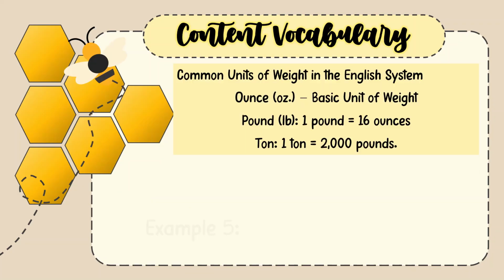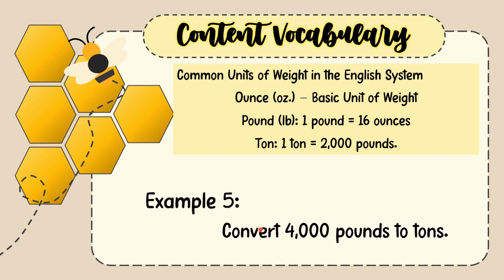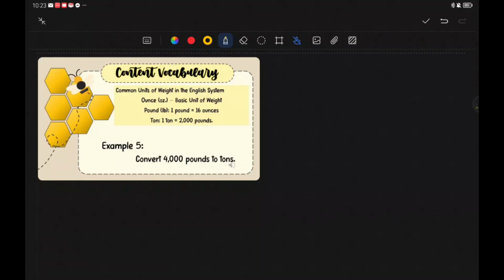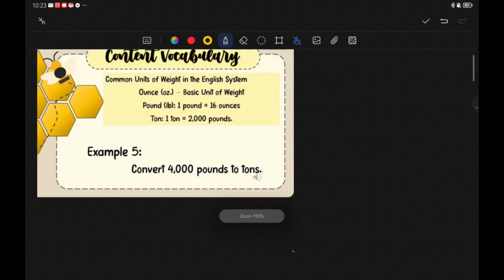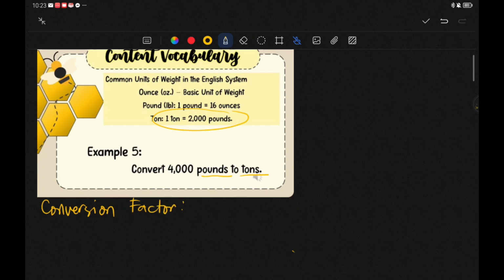For example number 5, we have here convert 4,000 pounds to tons. Now let's solve for example number 5. We are to convert pounds to tons. So we are going to use this conversion factor. So our conversion factor is 1 ton is equal to 2,000 pounds.